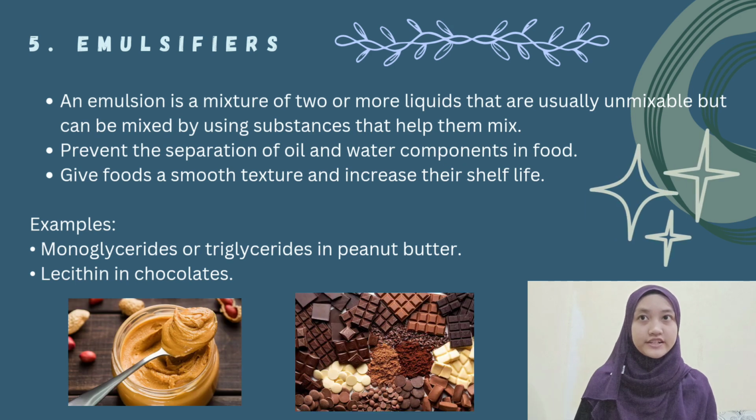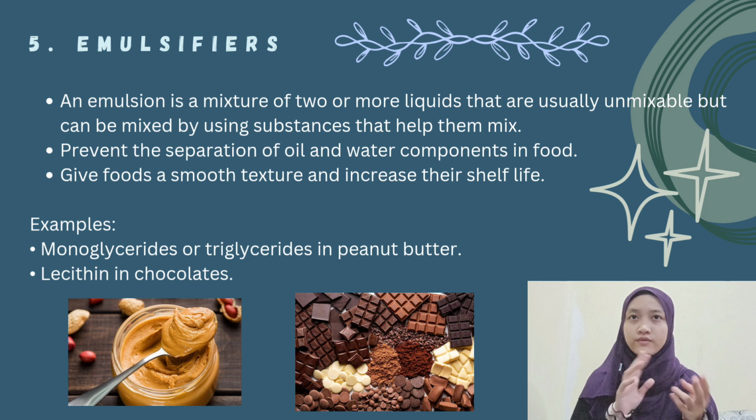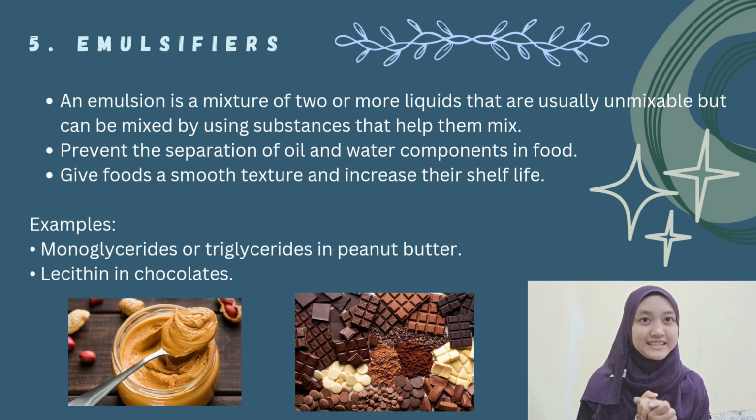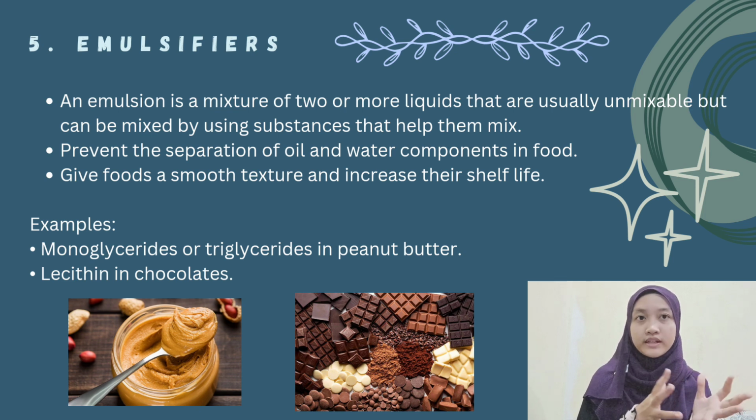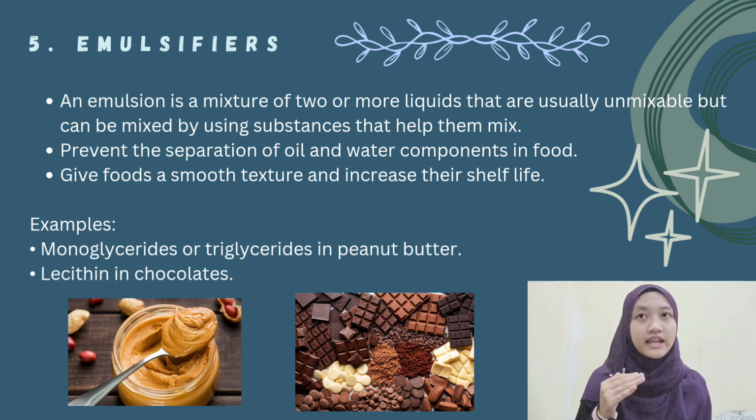Fifth is emulsifiers. For a brief explanation, an emulsion is a mixture of two or more liquids that are usually unmixable but can be mixed by using substances to help them mix. Emulsifiers are used to prevent the separation of oil and water components in food. Not only that, it also gives food a smooth texture and increases their shelf life. For examples, monoglycerides or triglycerides in peanut butter. Other than that, lecithin in chocolates.